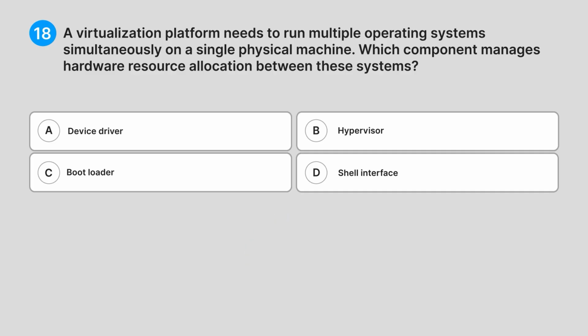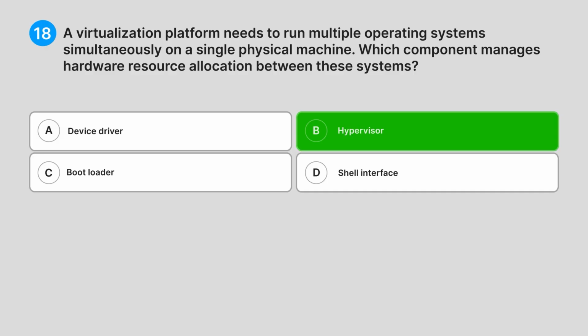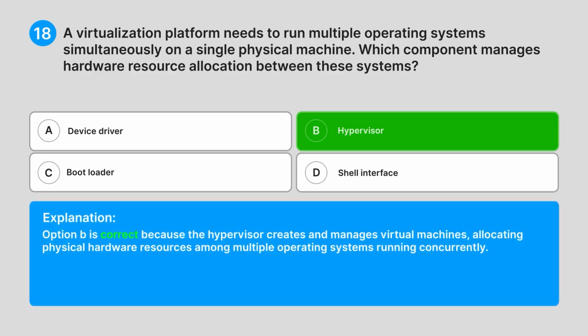Correct answer, B. Hypervisor. Explanation: option B is correct because the hypervisor creates and manages virtual machines, allocating physical hardware resources among multiple operating systems running concurrently.